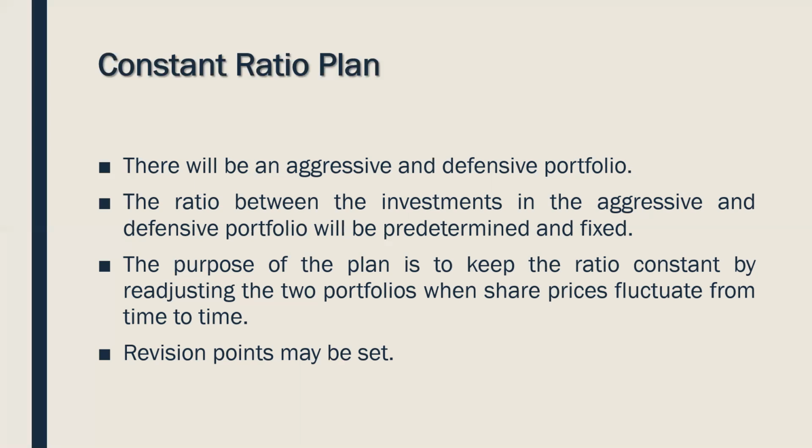The purpose of the plan is to keep the ratio constant by readjusting the two portfolios when the share price fluctuates from time to time. Now, revision points may be set. You cannot keep on constantly revising it, so you can wait for the revision points. Maybe it is 1.2. If the portfolio's value fluctuates by more than 0.2, then you can sell or buy and make it according to the predetermined ratio again. So revision points are set in the constant ratio plan also.